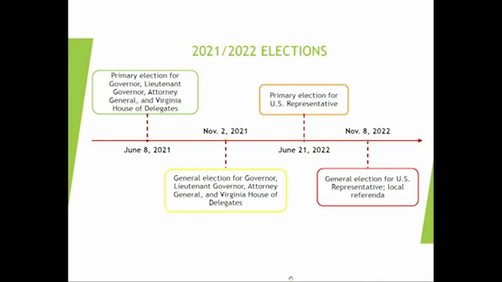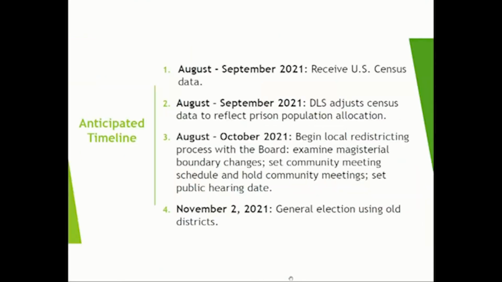Just really quickly, we had the June 8th elections. The November 2nd elections will actually be done under existing magisterial districts and existing voting precincts. Then there'll be primary elections in June, and in November 8th, 2022, we'd be having our local referenda elections. So we're hoping to be long past redistricting by that time.